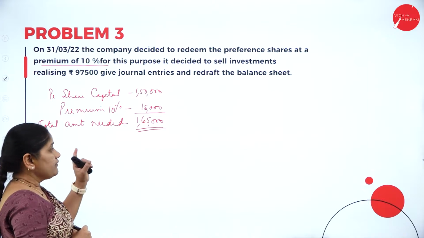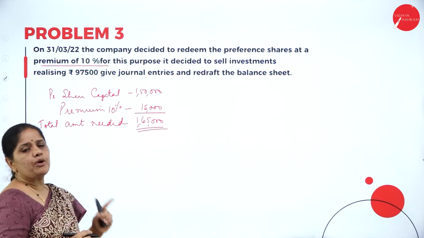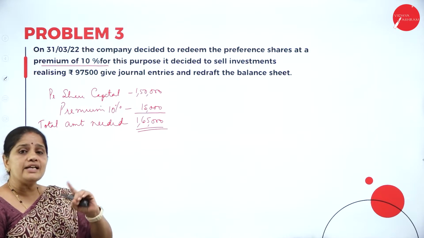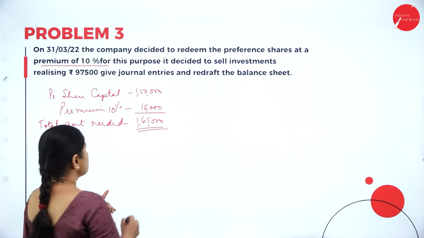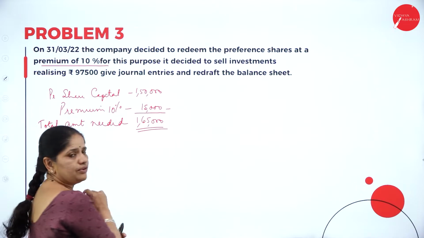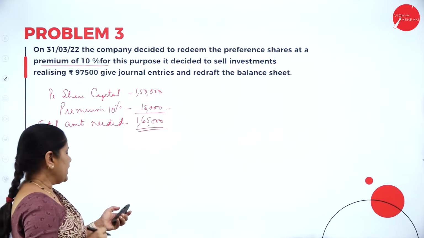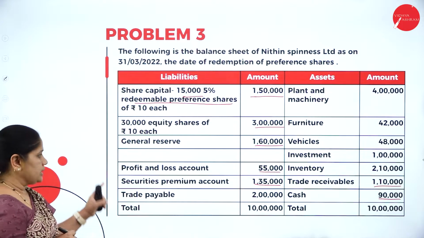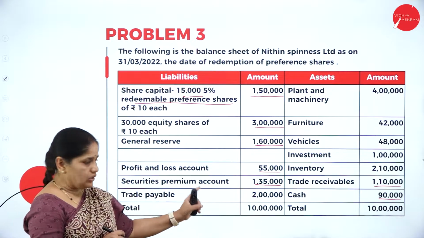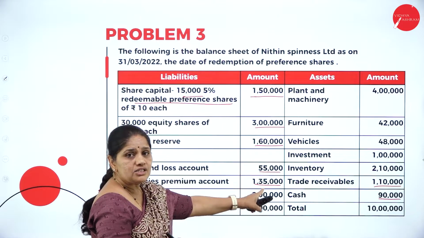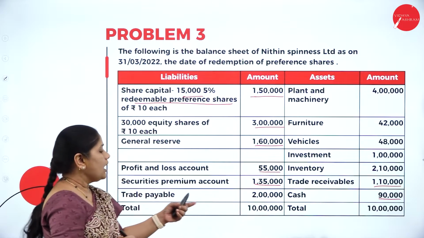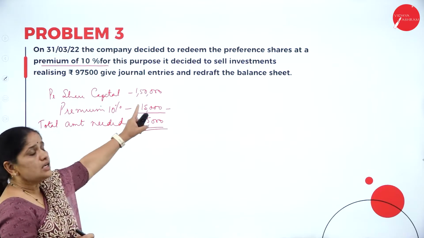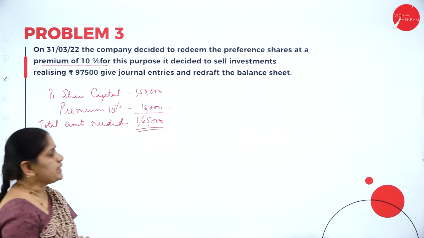So first thing is, whenever there is a problem on redemption, we have to adjust for the premium and then we adjust for the capital. So the premium amount is 15,000 here. So we have to see whether there is a securities premium account in the balance sheet. Do we have a securities premium account? Yes. So we have a balance of 1,35,000, out of which we can pay the premium of 15,000. So 15,000 is the premium payable.